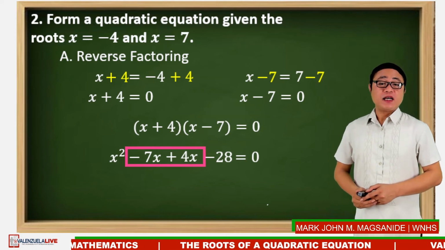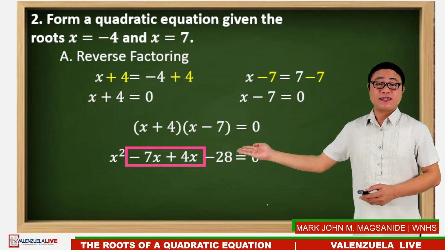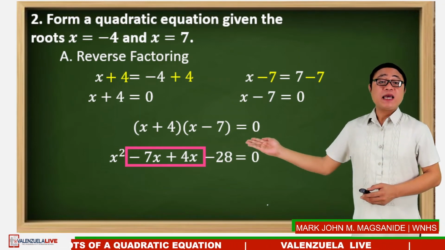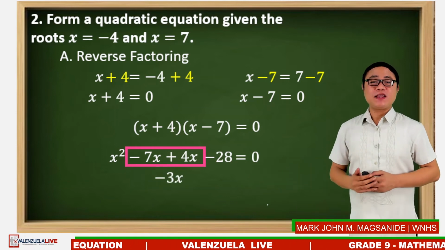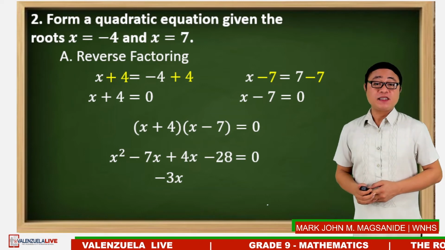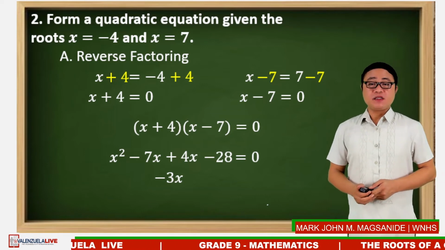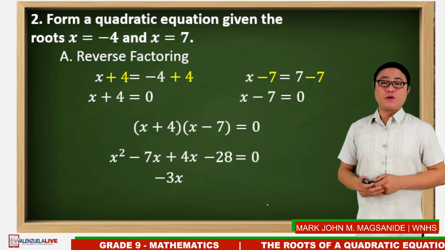Notice in the product, the terms negative 7x and positive 4x can be added, and the sum is negative 3x. Therefore, the quadratic equation formed is x squared minus 3x minus 28 is equal to 0.